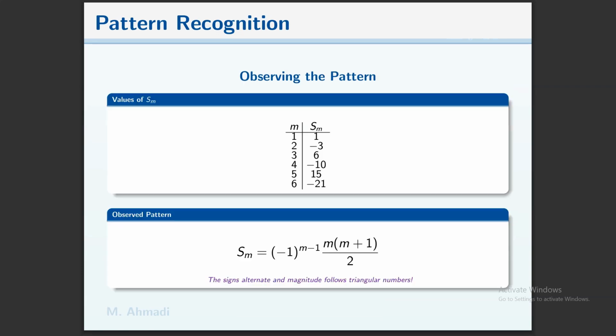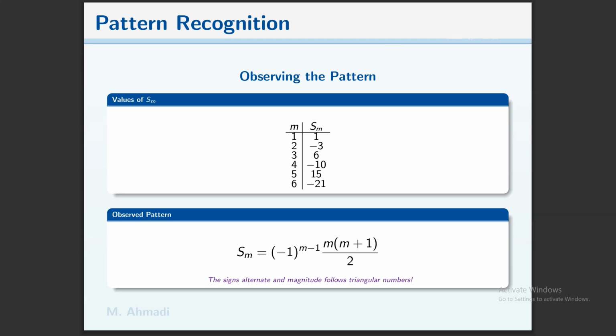Try to recognize the pattern by observing the value of Sm for different values of m. For m from 1 to 6, we have the values of Sm: 1, −3, 6, −10, 15, and −21. So we can see the pattern, and we can write Sm equals (−1)^(m−1) · m(m+1)/2. The sign alternates and the magnitude follows the triangular numbers.